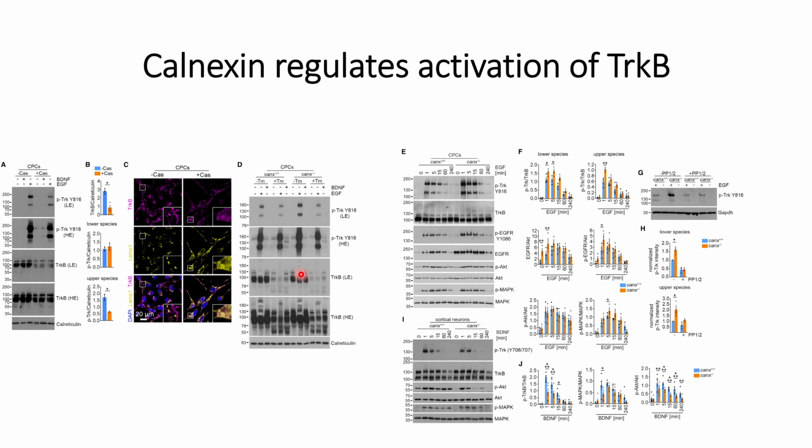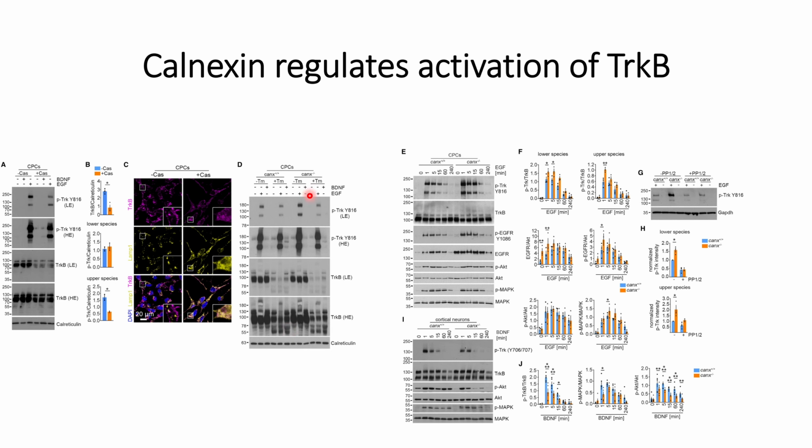So for TrkB to be expressed on the cell surface, Calnexin acts as a medium. Because of the absence of that medium, the TrkB will not be able to translocate to the cell surface. This hypothesis seems to be true from this Western blot, and the same things are validated using this TrkB at high expression.